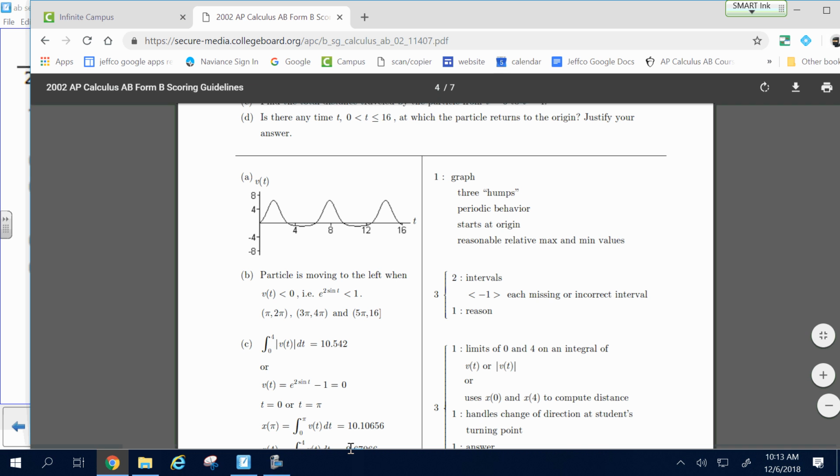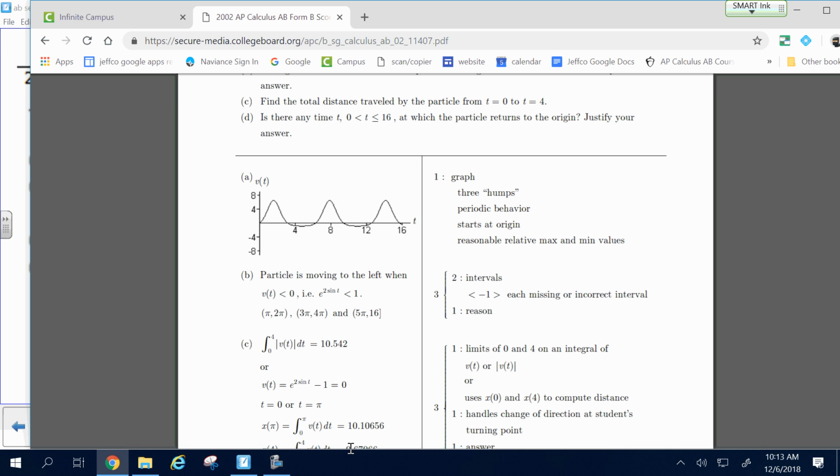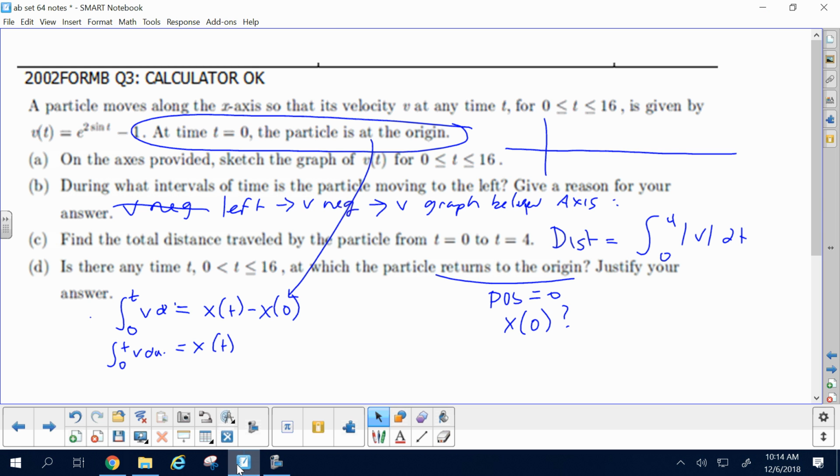Are you ever going to get a case where the negative area cancels out the positive area and they're perfectly equal and you're right back to 0? Unfortunately not. There is no case, there's nowhere to get positive area canceling out negative area so that the displacement is nothing. And so our answer should be no. It is not possible. It never returns to the origin.